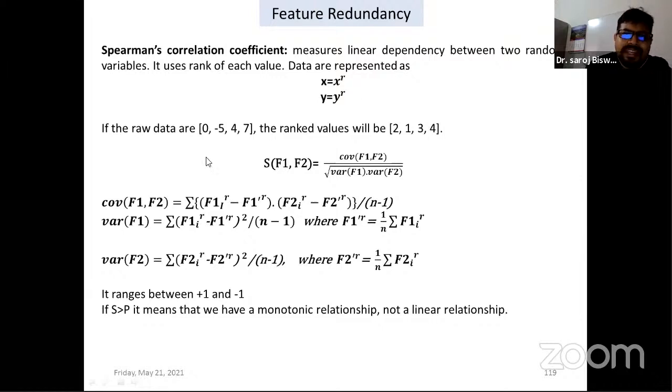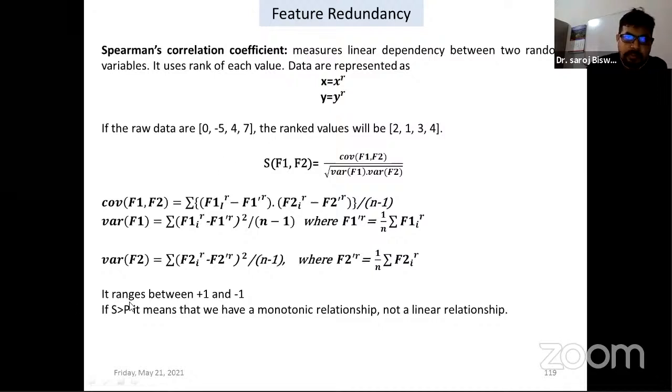So this is the rank of one vector. Similarly, we can have y here, and again we can find the ranks. Now we can use those ranks in the covariance to calculate the covariance and the variance of f1 and variance of f2. And finally, we can find a score that is Spearman's correlation coefficient.